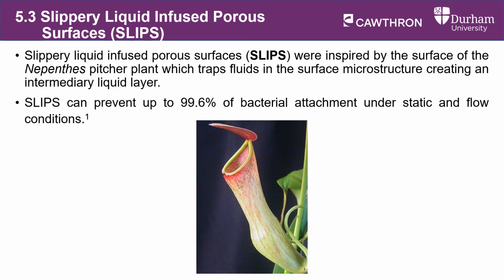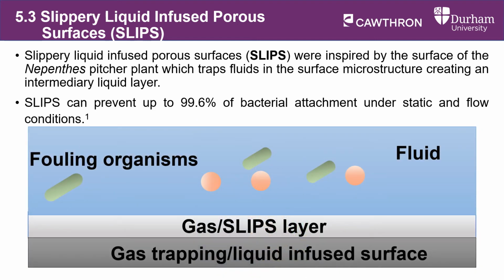Liquid-infused surfaces, such as the inner wall of the pitcher plant, are termed slippery liquid-infused porous surfaces, or SLIPS. Slippery surfaces such as this have been shown to prevent up to 99.6% of bacterial attachment. Gas trapping and slippery liquid-infused porous surfaces can be used to prevent the attachment of marine fouling organisms, as the gas or liquid layer prevents the organisms from reaching the solid surface.